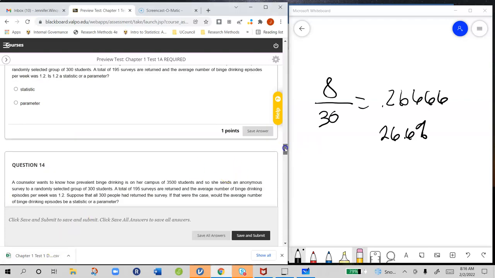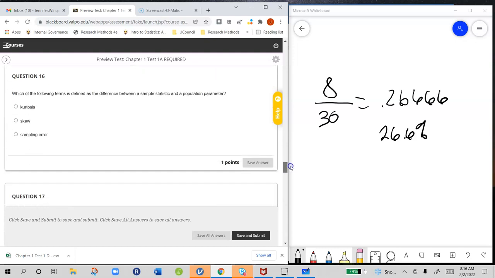All right, so now looking at number 16 here. The question is, which of the following terms is defined as the difference between a sample statistic and a population parameter? That's sampling error. Our definition of sampling error is that sample statistics are typically not identical to population parameters, and the difference between them is referred to as sampling error.